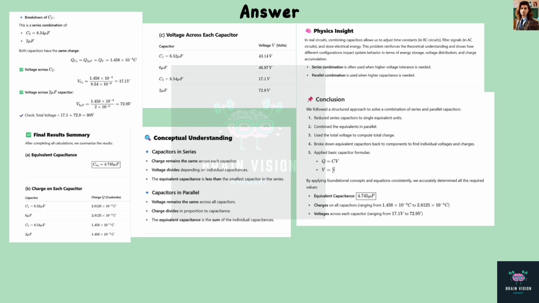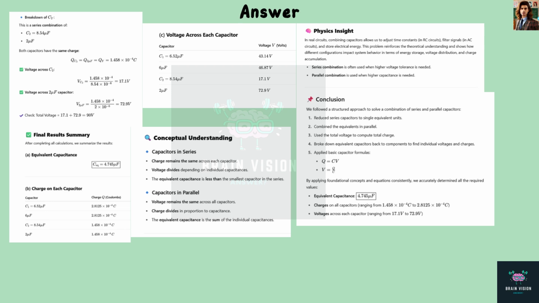Voltage across the 2 µF capacitor: V2µF equals 1.458 times 10 to the minus 4 over 2 times 10 to the minus 6 equals 72.9 volts. Check: total voltage equals 17.1 plus 72.9 equals 90 volts.